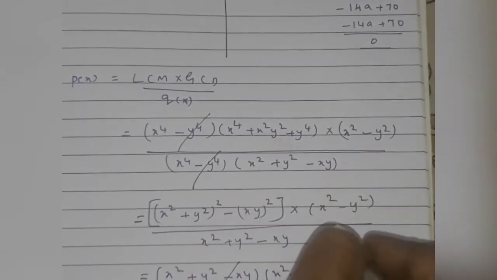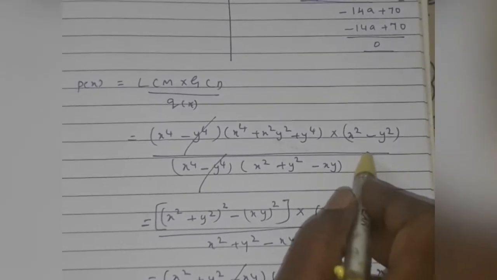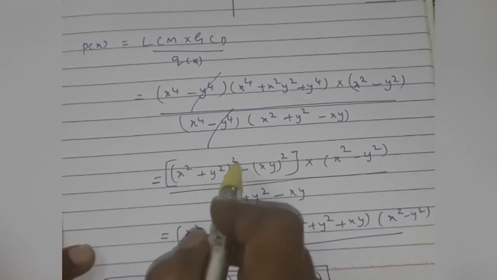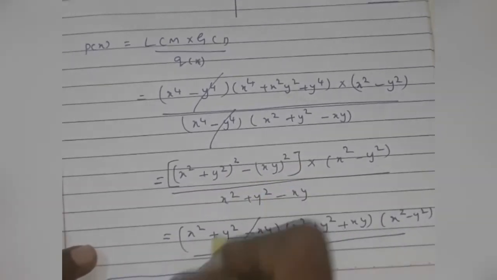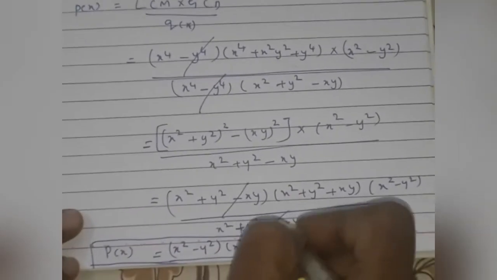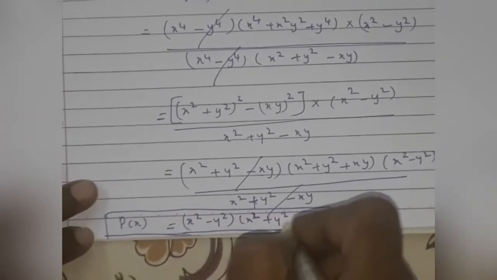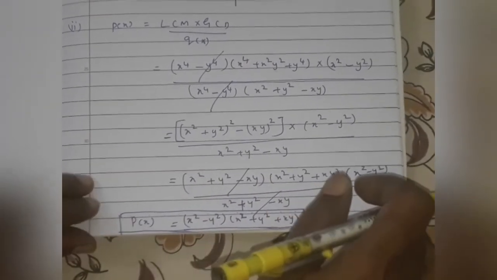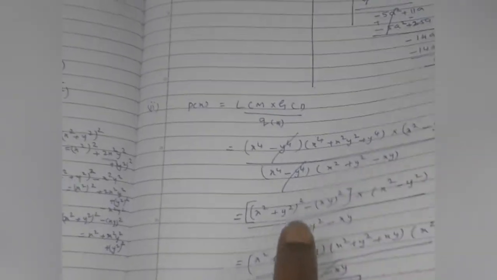Then the other one is everything as in the above step. Now x square plus y square the whole square minus xy the whole square can be written as a square minus b square, a plus b into a minus b. So these two things are cancelled. So the remaining thing is x square minus y square into x square plus y square plus xy. So that is the other polynomial. That's all about the GCD and LCM relationship.